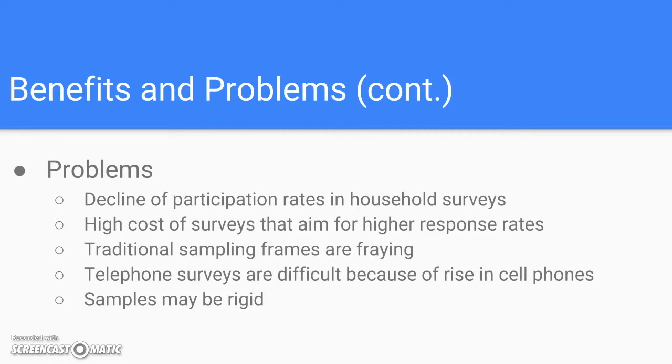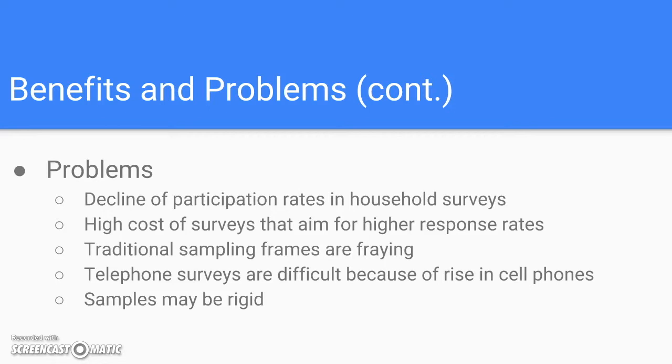Next, traditional sampling frames are also fraying or wearing out. Next, telephone surveys are difficult because of the rise in cell phones. A lot of younger people don't even have landlines anymore, so you're relying on reaching people through cell phones.